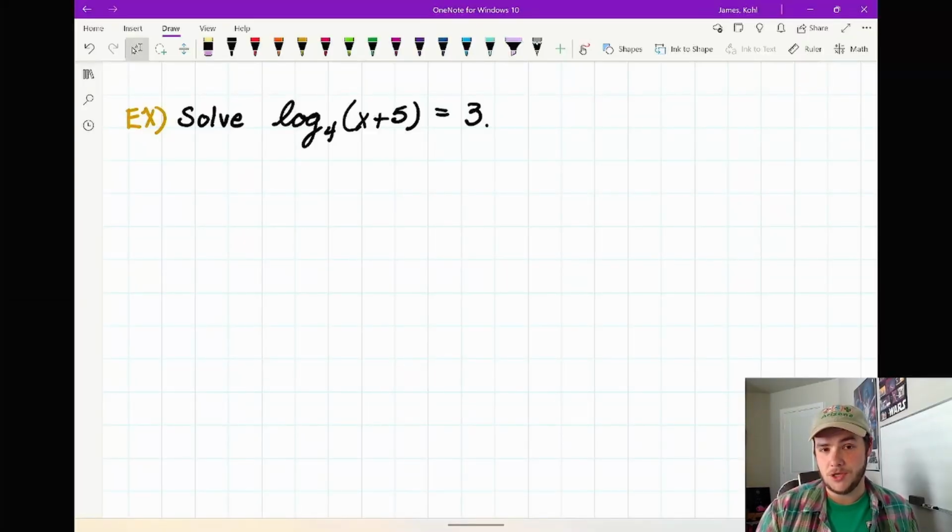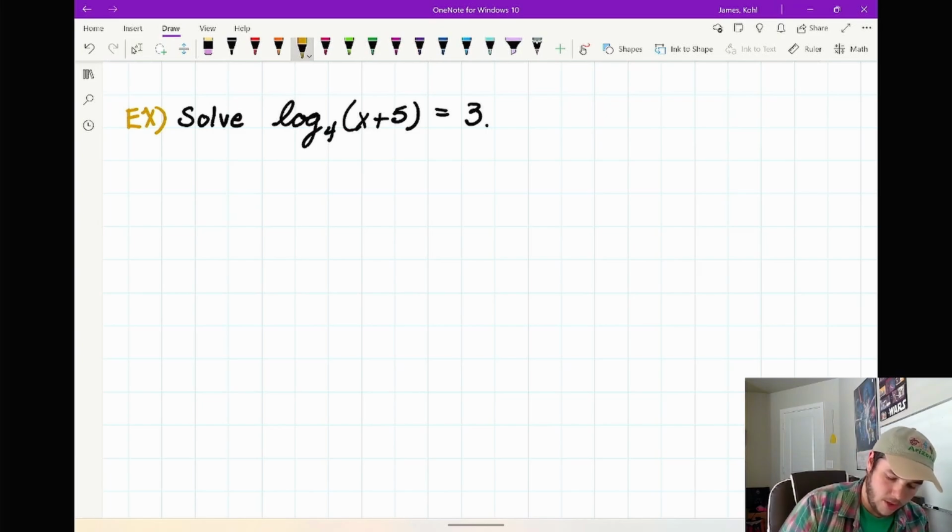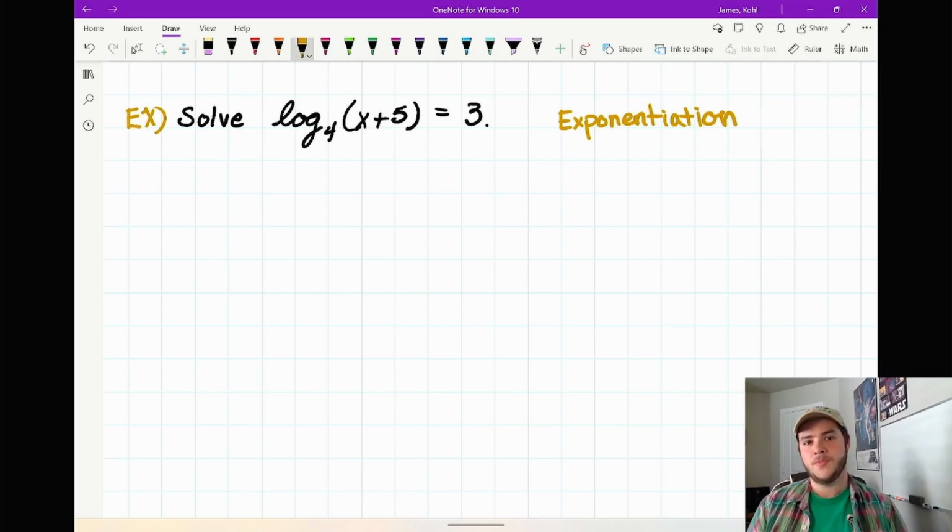A logarithmic equation is simply any equation involving a logarithm, like this one: solve log base 4 of x plus 5 equals 3 for x. And these involve a trick called exponentiation, which is objectively too long of a word. Now, we already talked about in the third part of the previous lecture series that exponentials and logarithms are inverses of each other. They also serve as inverse operations.